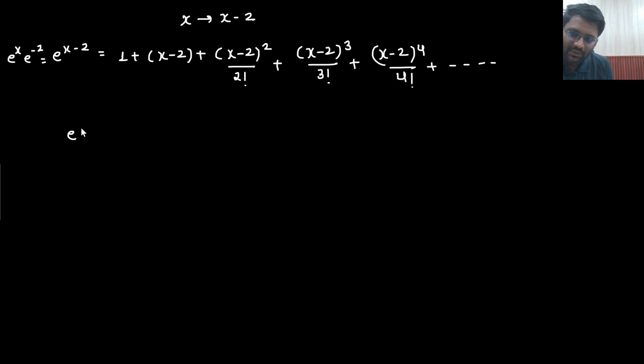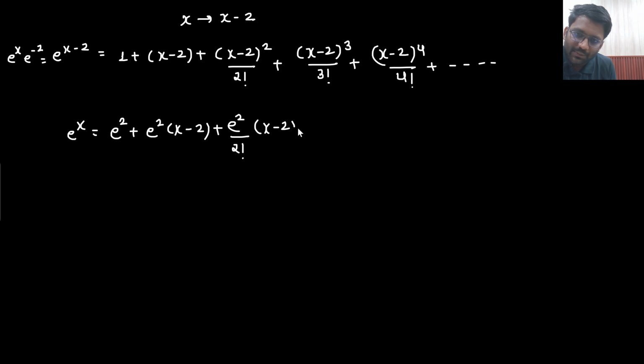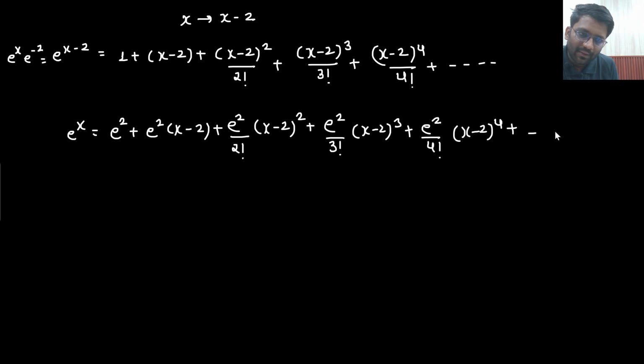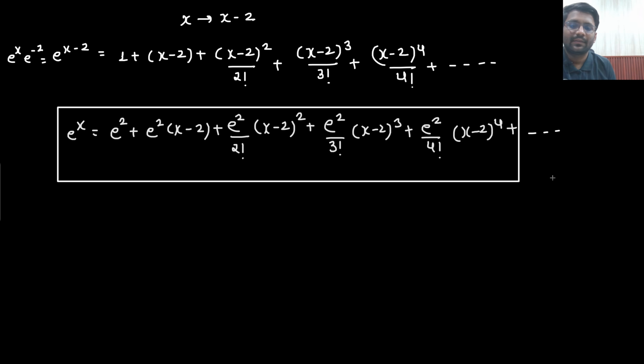What answer will you be getting? So sir, e to the power x would be written as, e to the power minus 2 goes here, it will become e to the power plus 2 plus e to the power 2 times (x minus 2) plus e to the power 2 divided by 2 factorial times (x minus 2) whole square plus e to the power 2 by 3 factorial times (x minus 2) whole cube plus e to the power 2 by 4 factorial times (x minus 2) to the power 4, and so that's it.